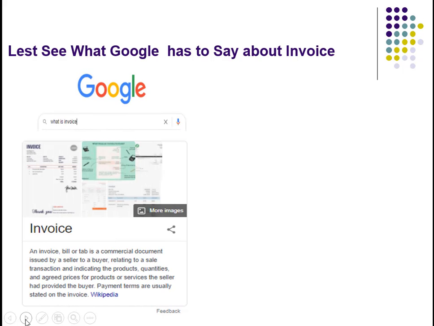When you search for what is an invoice, Google tells us an invoice, or bill, or tab, is a commercial document issued by a seller to a buyer, referring to the sales transaction and indicating the products and quantities and agreed prices for products or services the seller has provided. The buyer's payment terms are usually stated in the invoice.